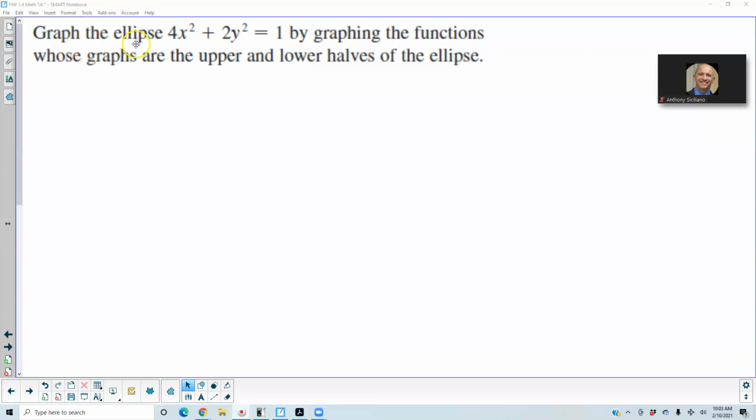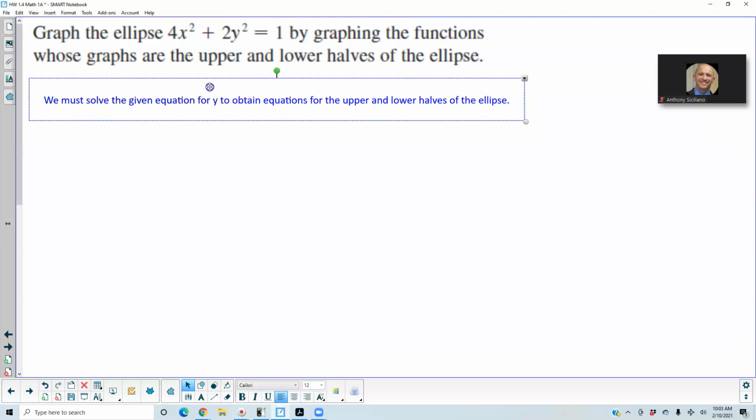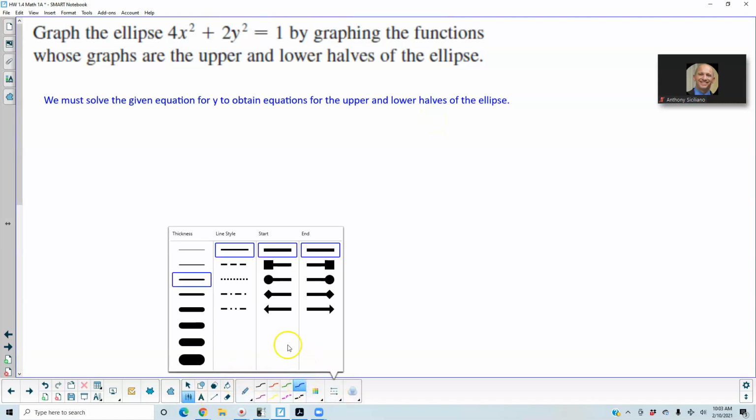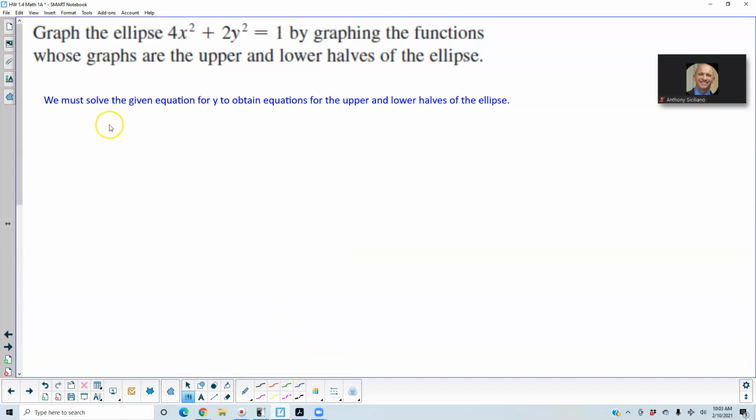Here we want to be able to graph the ellipse 4x squared plus 2y squared equals 1 by graphing the functions whose graphs are the upper and lower halves of the ellipse. Now, we must solve the given equation for y to obtain the equations for the upper and lower halves of the ellipse. So let's go ahead and solve for y.